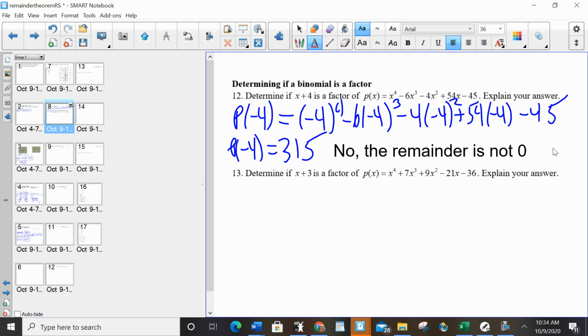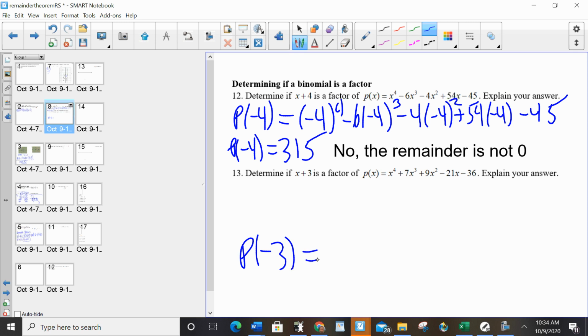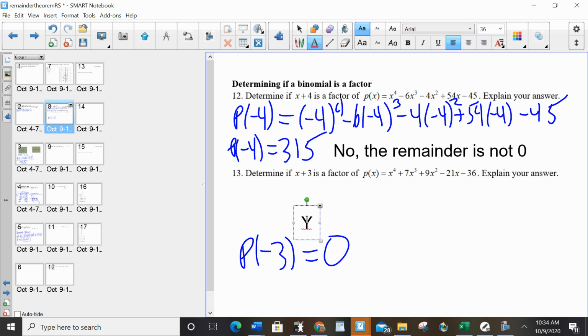I'm pretty sure for number 13, when you do p of negative 3, I'm not going to do the work right now, because I want you to do it on your own. But when you do p of negative 3, I'm pretty sure you get 0. Hopefully you do, or else I'm not making a very good video here. So if the remainder is 0, then you say, yes, the remainder is 0. So it's either no, it's not a factor because the remainder is not 0, or yes, it is a factor because the remainder is 0.